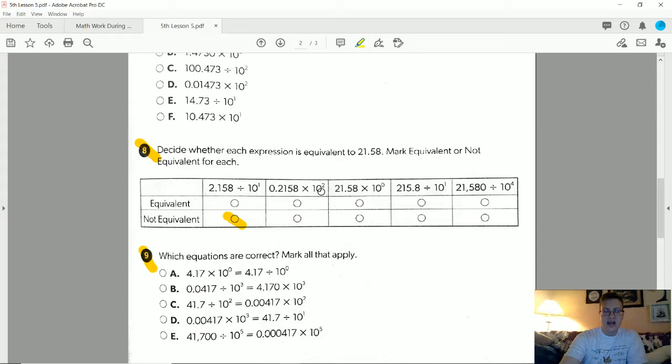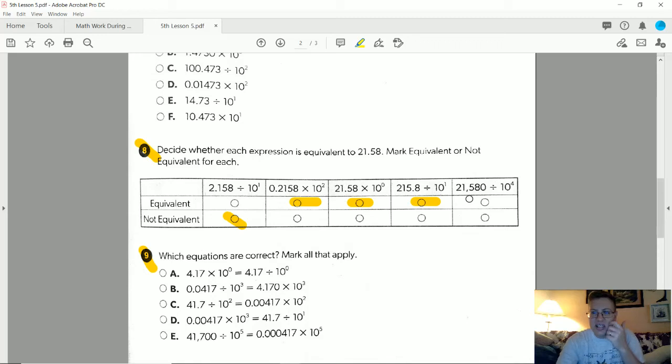If I do times 10, I'm moving twice to the left, and if I do that, I would have 21.58, so that is equivalent. If I multiply by 10 to the 0 power, it stays the same. We're already there. Dividing by 10 to the first power, it would go back to the left one, so that would also be equivalent. And if I divide, I am going this way.